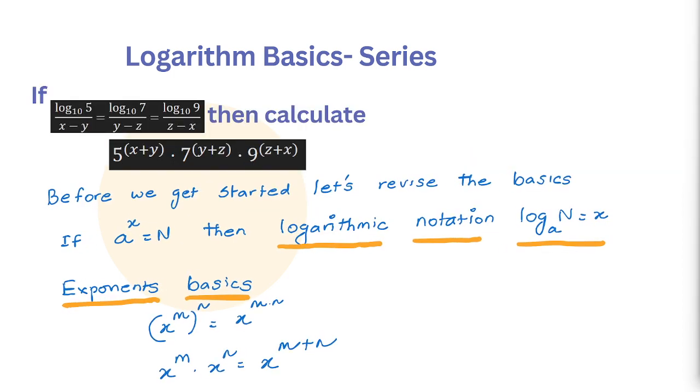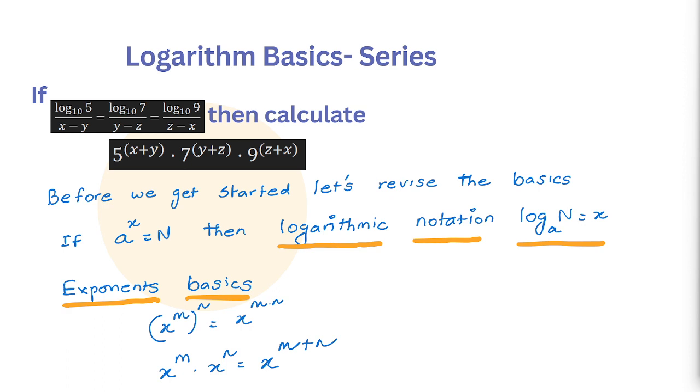Let's get started. Before we get started, let's revise the basics. First we're going to revise the basics of logarithmic notation. We all know exponent notation, and we're just going to take this random example of a to the power of x equals n. For this example, logarithmic notation would be log n to the base a equals x. So you have to remember the conversion between exponent notation and logarithmic notation to solve this problem.